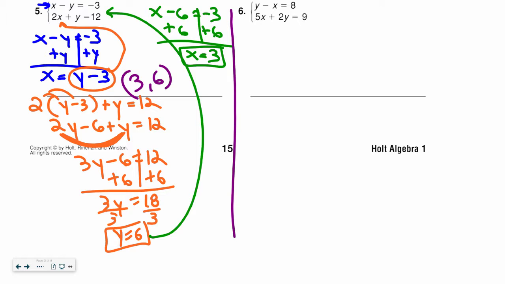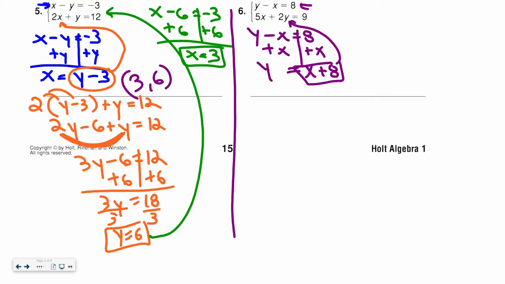Again, the second problem, I'm going to take this top equation, y minus x equals 8. I'm going to add x on both sides. So I get y equals x plus 8. I then can take this and plug it in for y in that equation. So it would look like 5x plus 2 parentheses x plus 8 equals 9.